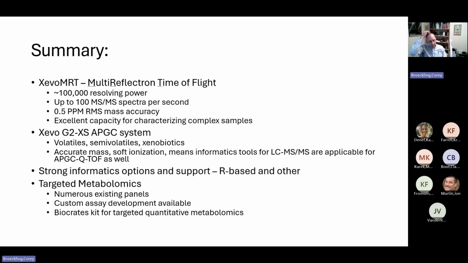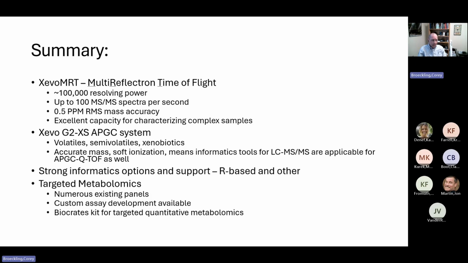We have strong informatics options and support for whatever you want to do. And so it's an area that I've spent a lot of time thinking about. And if you've got things that we don't do that you'd like to do, I'd still be happy to talk about it because I've probably thought about it at one point or another. And if I haven't, I'm excited to learn about it.